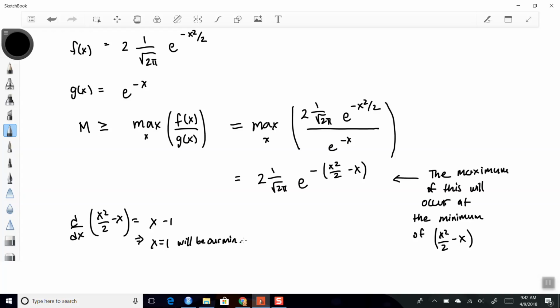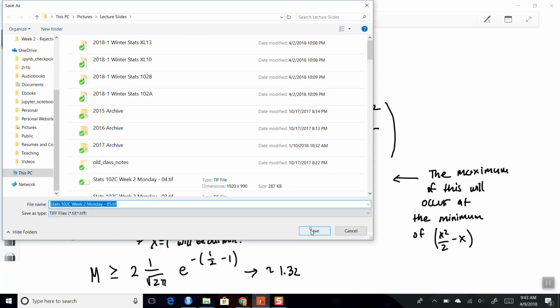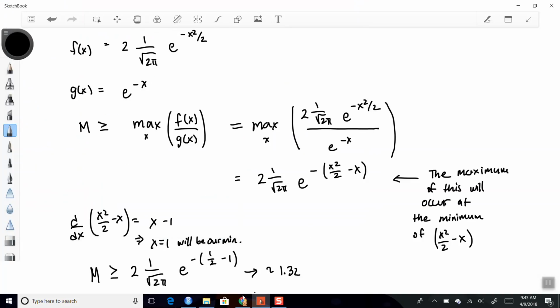Okay, and then what we find is that m needs to be greater than or equal to 2 times 1 over root 2 pi e to the negative 1/2 minus 1, okay? You figure this out and you get something around 1.32-ish. With R, it's easy to do this, okay?